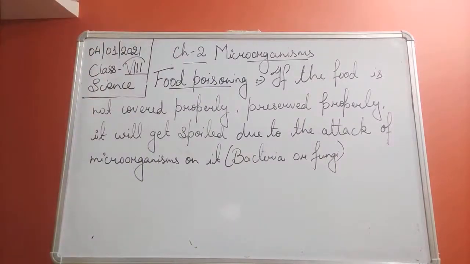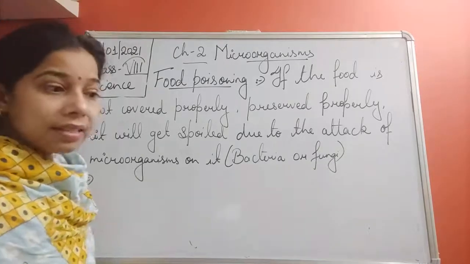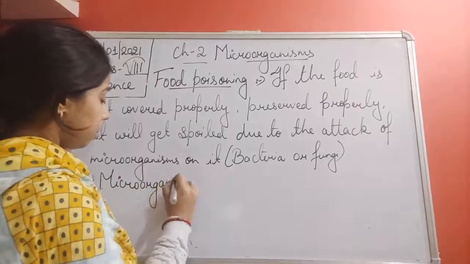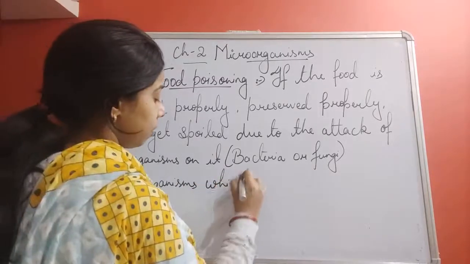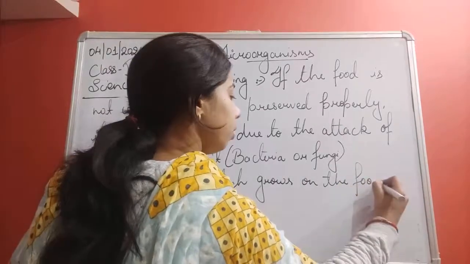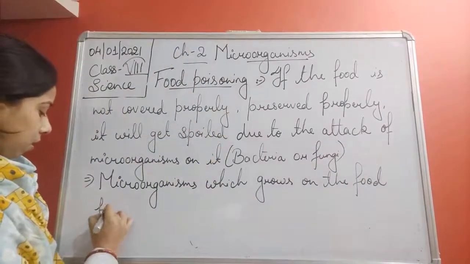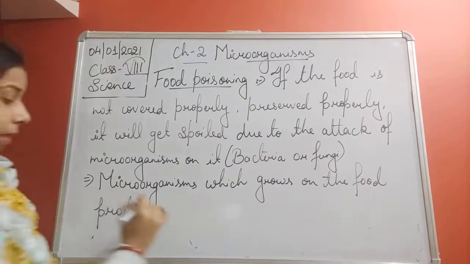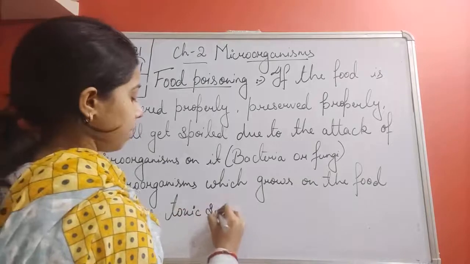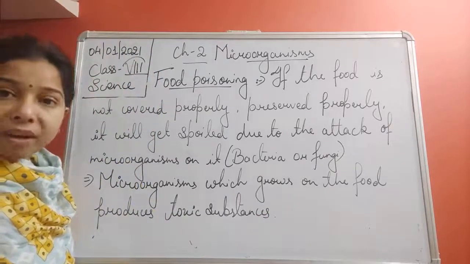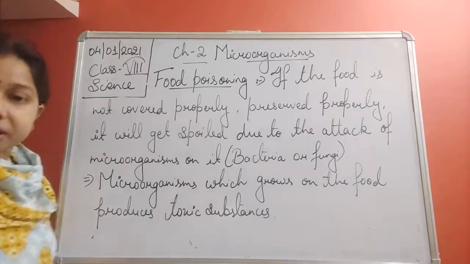Now, these microorganisms that grow on the food produce toxic substances. What is the meaning of toxic here? It means they grow on the food and make the food poisonous. How? By releasing a poisonous kind of substance in the food.